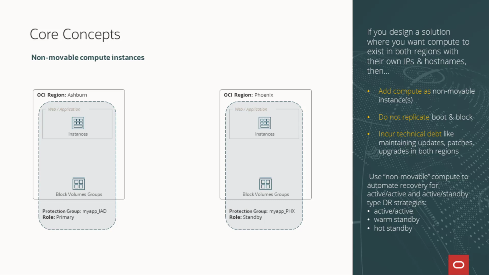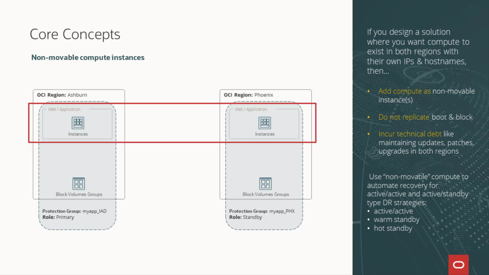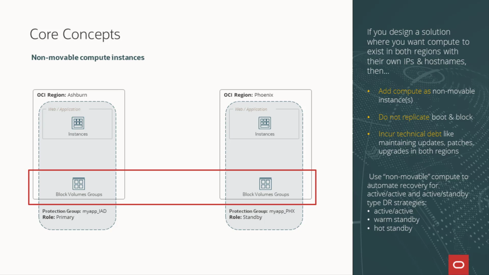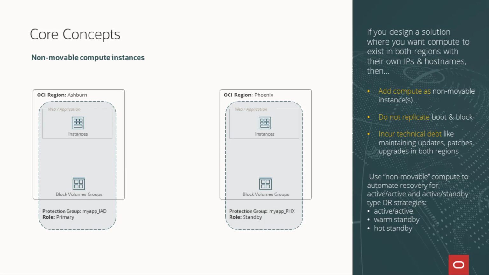This slide shows the concept of non-movable compute instances. Notice that the compute instances exist in Ashburn and Phoenix, and there is no block storage replication. The virtual machines are always running in both regions and completely independent of each other with their own IPs and host names. Some applications like eBusiness Suite can only tolerate being deployed for DR using this type of deployment architecture.